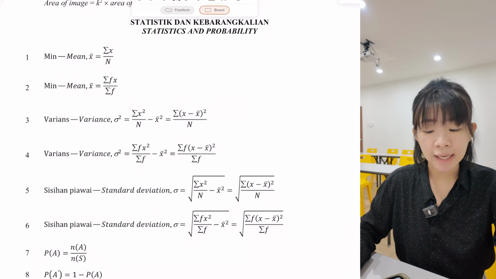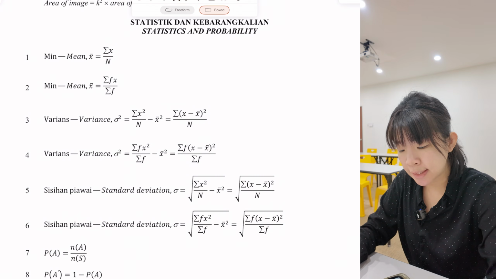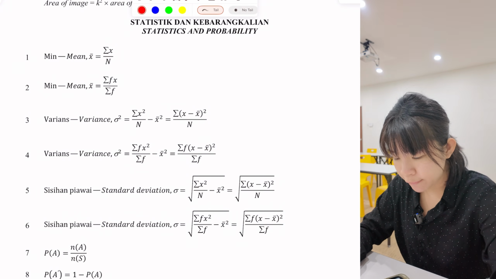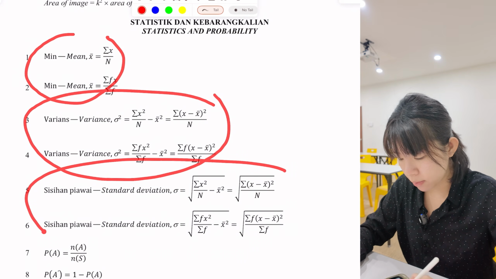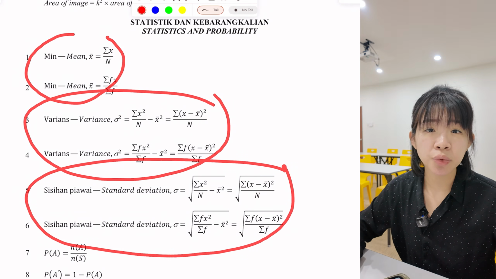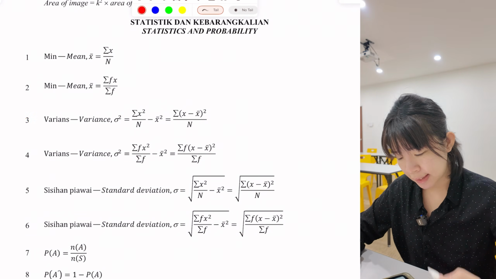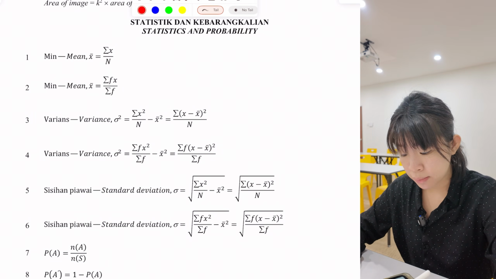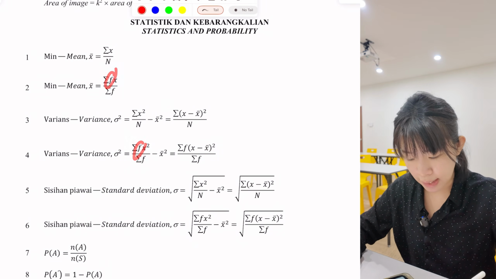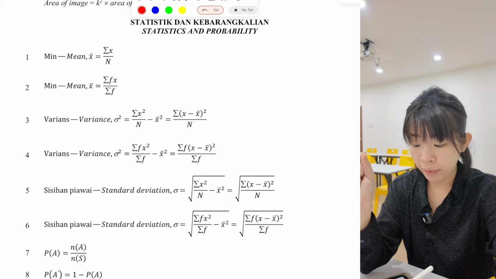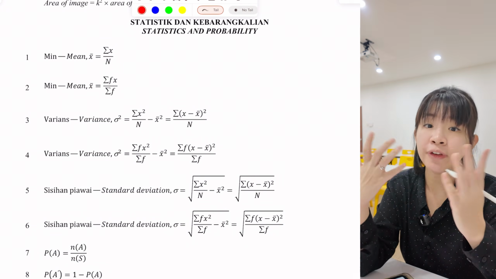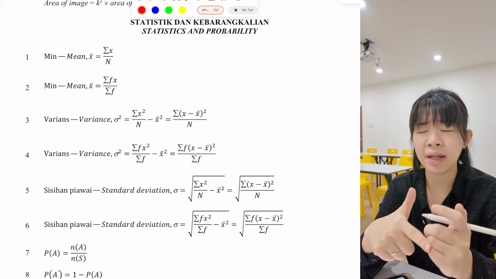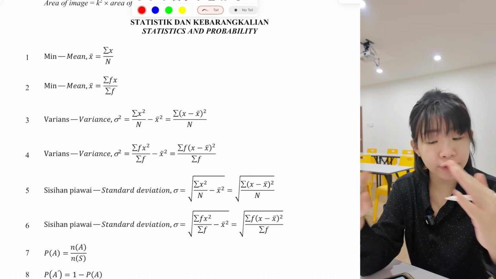Let's go. Okay, let's look at the formula given. In the exam, this will be given. Look at mean. We have two formulas for mean, two formulas for variance, and two formulas for standard deviation. So which one do we use? Do you realize that the second formula comes with F? We use the formula with F when you see a frequency table given. If you have a frequency table given, then we use the second one. Otherwise, we always stick to the first one.